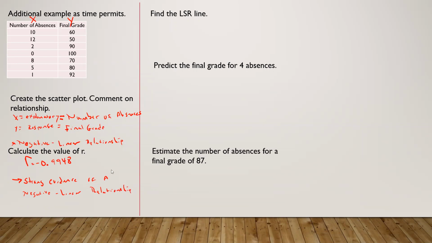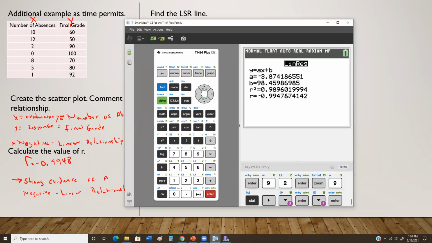Pretty good so far. So the next thing, everybody, so good on that, right? The next thing it says is find the LSR, the best fit line, least squares regression line. Well, the good news is if you look right back at your calculator, boom, we got it. I'm going to round everything to two decimal points here. So my slope A is negative 3.87 and my intercept is 98.46.